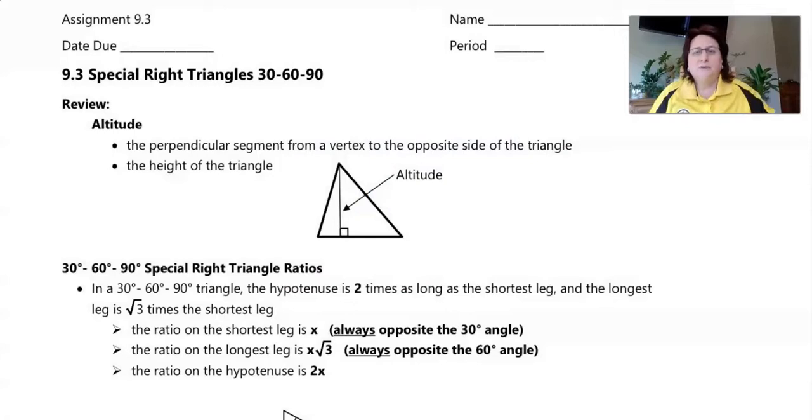Okay, so let's go take a look at our notes. Just as a review, remember that an altitude is the perpendicular segment that goes from the vertex and is perpendicular to the opposite side of the triangle. Now, the altitude is the height of the triangle. Remember, because I said that the height and the base will always be perpendicular. So that will help you.